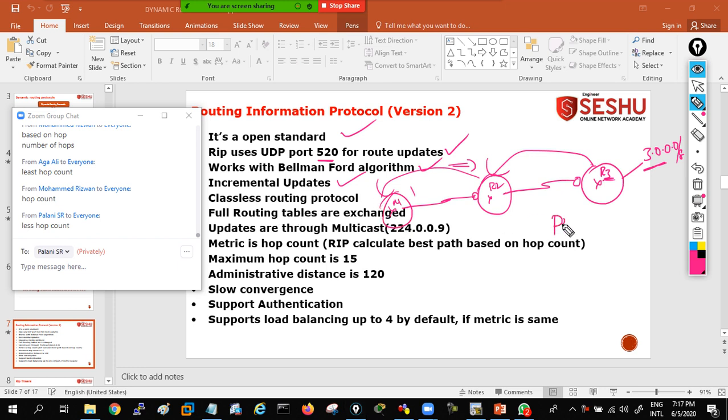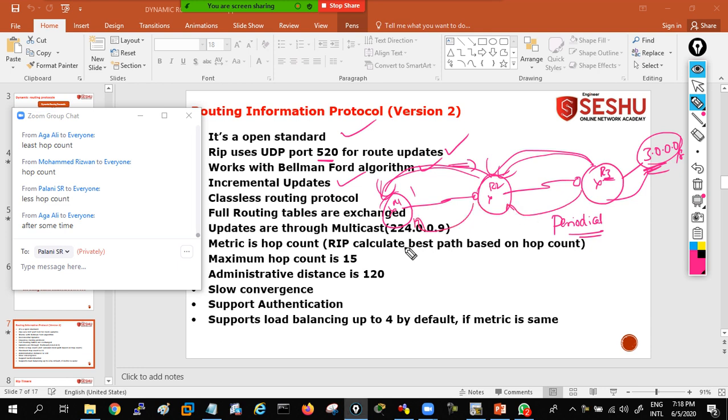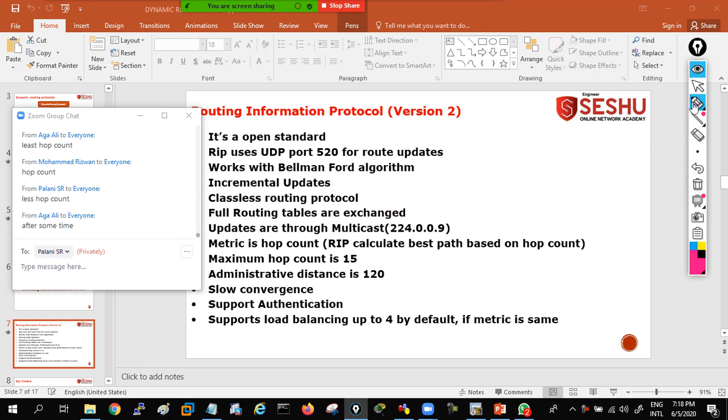Periodic update means, there is one more word called periodical update. Periodical update means the moment router 3 receives this network, it will wait for a certain period of time to send it to router 2. After a certain period of time, it will send it to router 1. That is called periodic updates. But incremental update means immediately. The moment you add something, router 3 receives it, sends it to router 2, and router 2 sends it to router 1. Is it clear? Everybody understand that one, guys?